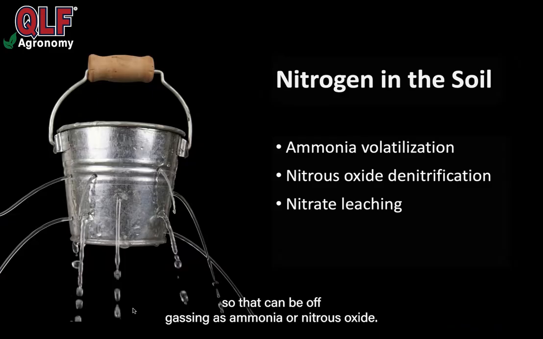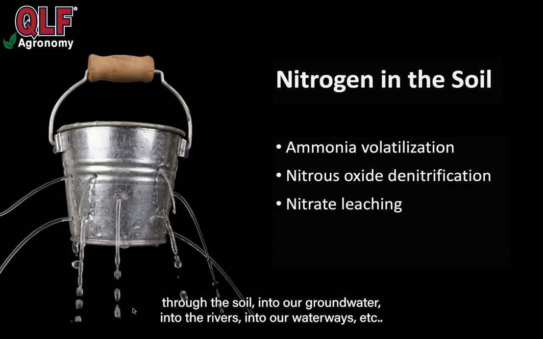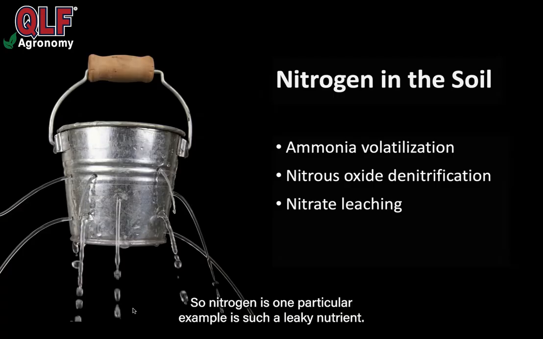or nitrous oxides. But of course, nitrates in the soil can also leach down through the soil into our groundwaters, into the rivers, into our waterways, etc. So nitrogen is one particular example of such a leaky nutrient, and these losses create those inefficiencies. And that's where foliar feeding can increase nutrient use efficiency, because if we bypass the soil where these losses take place and put that nitrogen directly into the leaf, into the plant, we're bypassing these losses, we're minimizing these losses.